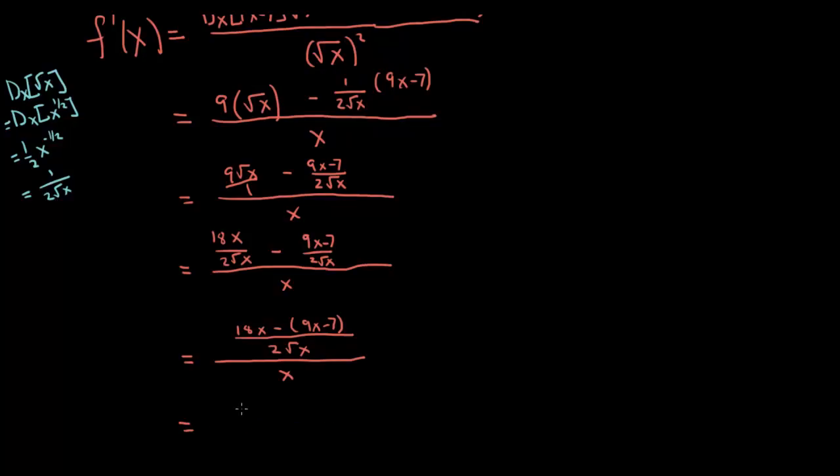Okay, getting close here. On the numerator, we have 18x minus 9x, so that's 9x, and then plus 7. So 9x plus 7 over 2 square roots of x. Sorry, that's really small. Then divide by x.